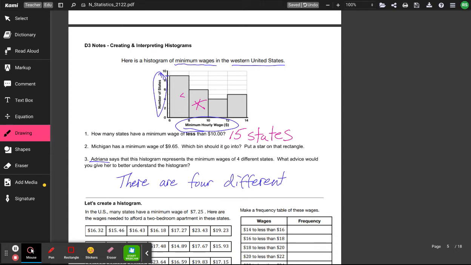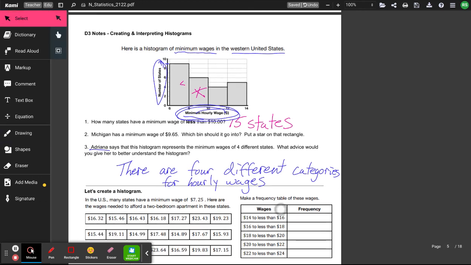sections, or you could say ranges or intervals. There are 4 different categories for hourly wages. There's 4 different intervals, sections, whatever you want to call it. We're not talking about 4 states. We're talking about 4 different sections of hourly wages. That would be the advice that I would give to her.